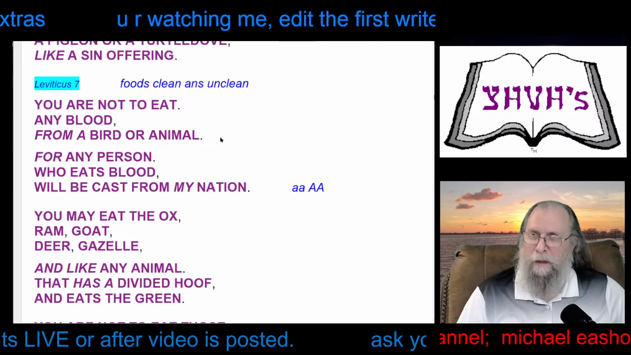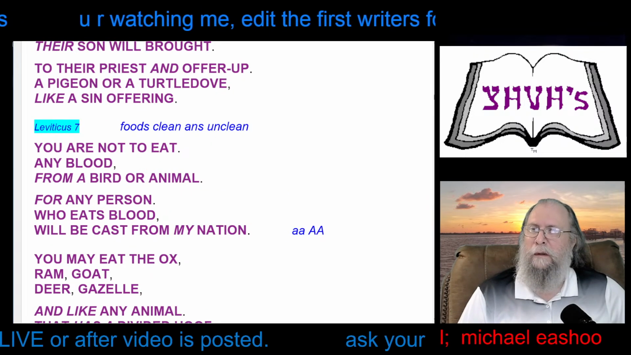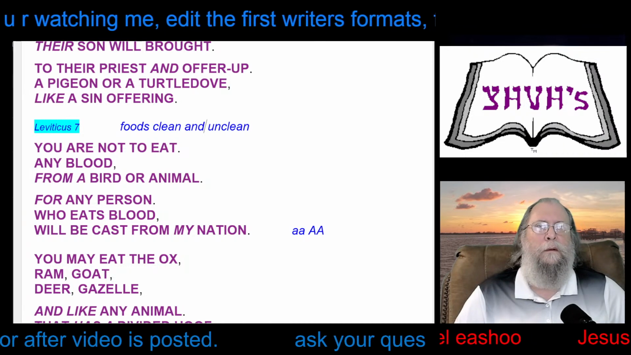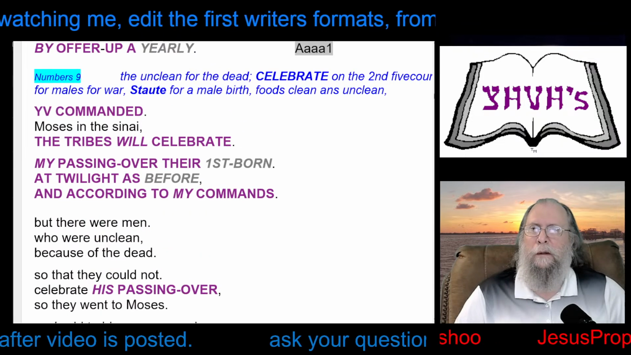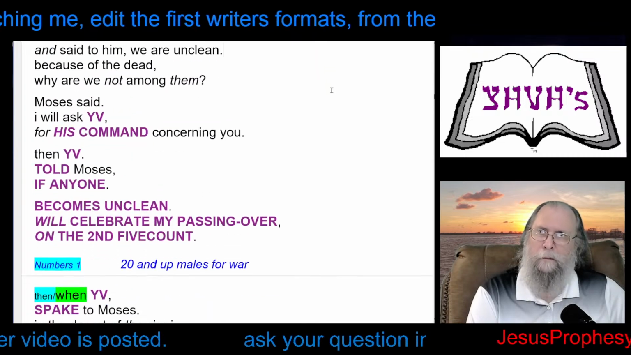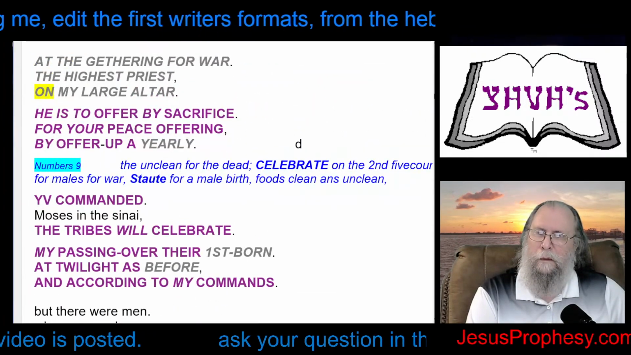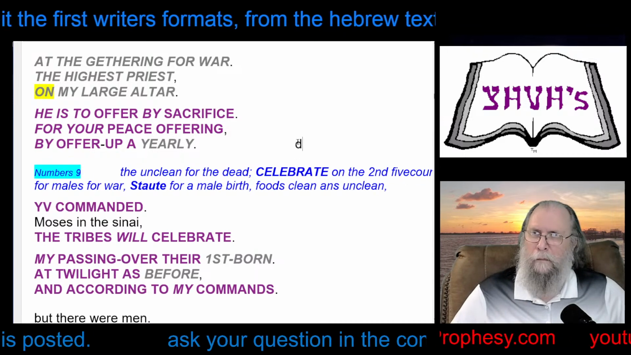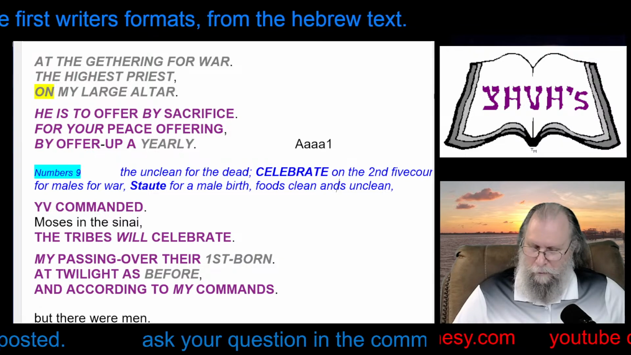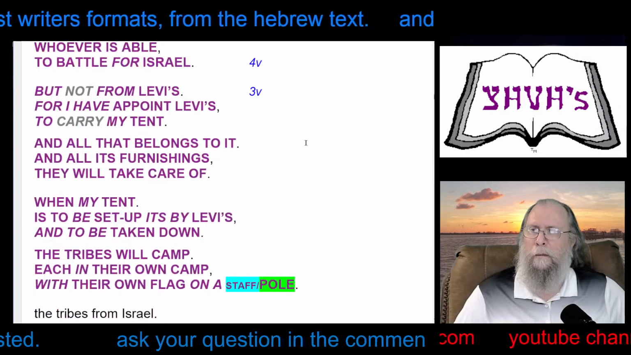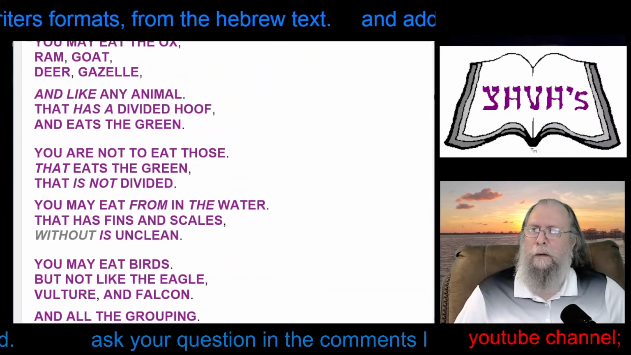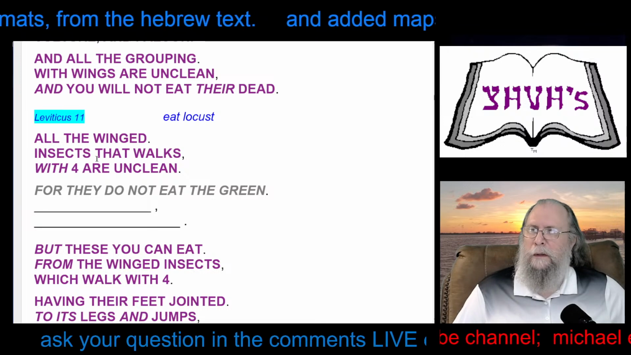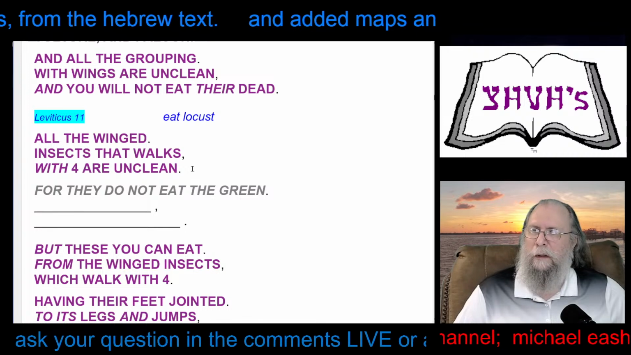But it's a slow trudge through this, and I missed that. So better go back and correct that. Oops. Oh, I get this up here. Right there. Now it's eat locusts. All the winged insect that walked with four are unclean.